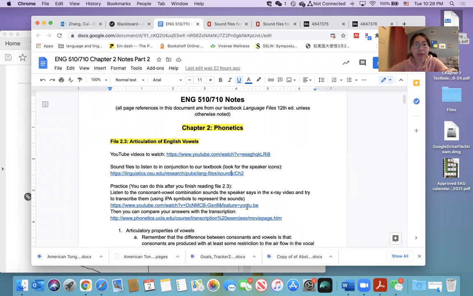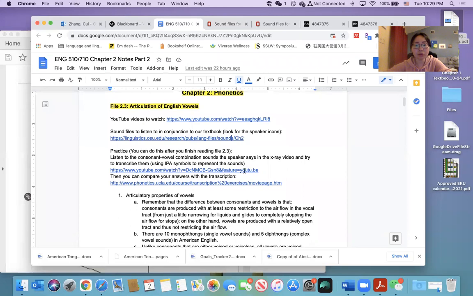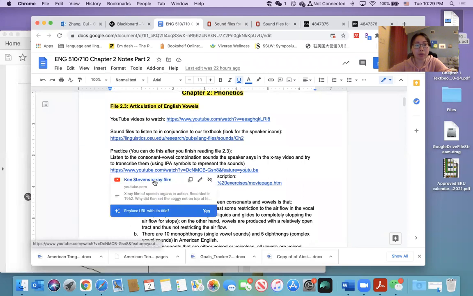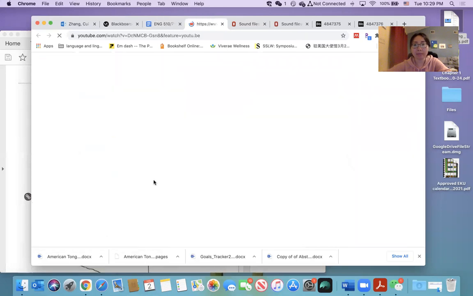Here is a very interesting video showing you the X-ray to show the person's jaw and tongue movement when producing words. And I think this is a really cool video to watch. You can also practice transcription when you are watching the video, as this person pronounces consonant and vowel sounds together. Okay. I'm just going to show you a little bit of it, and you can watch the whole video on your own time.